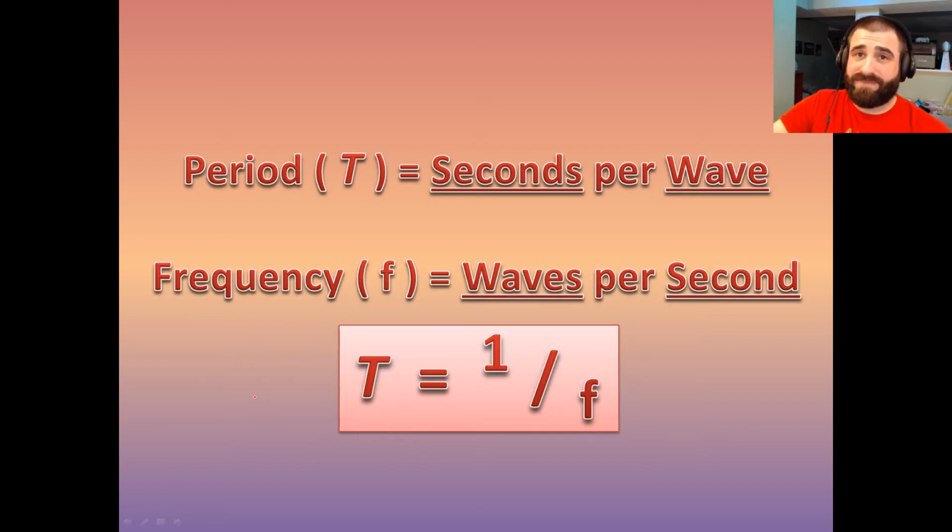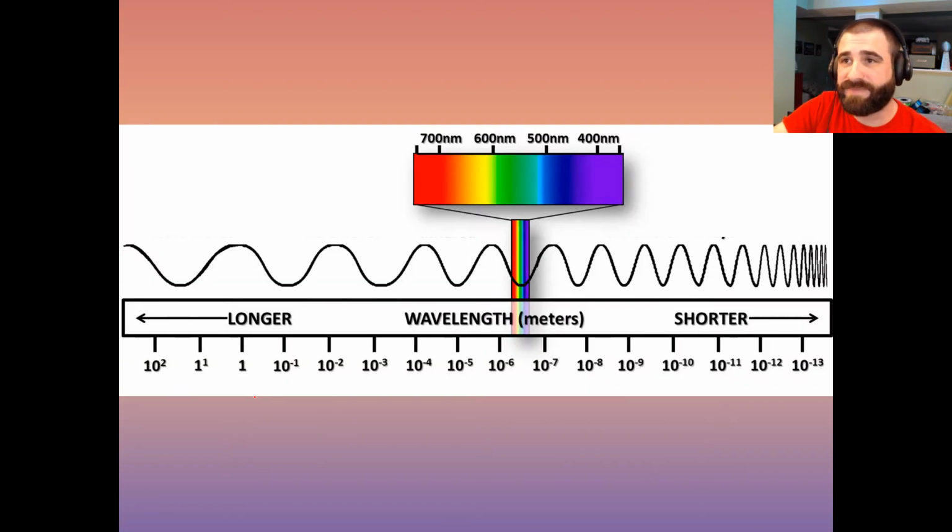But that's it. Those are the equations. V equals lambda F, italicized T equals 1 over F. That's it. But I want to talk a little bit more about this inverse relationship between frequency and wavelength. Because one of the most important things about electromagnetic waves, like we talked a lot about them.